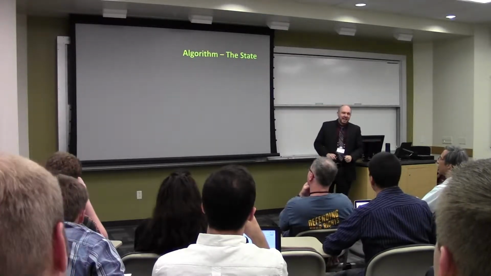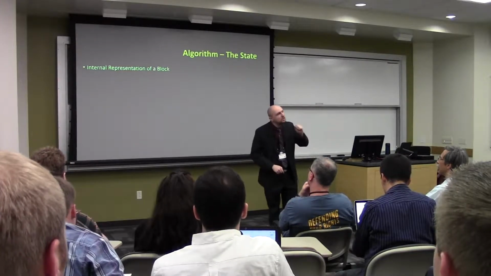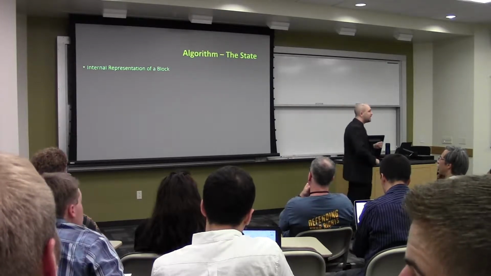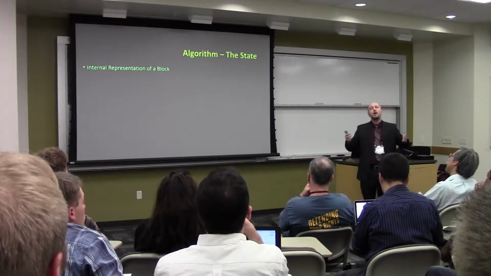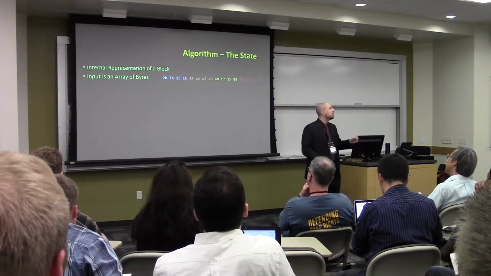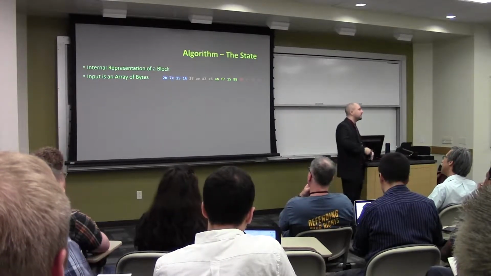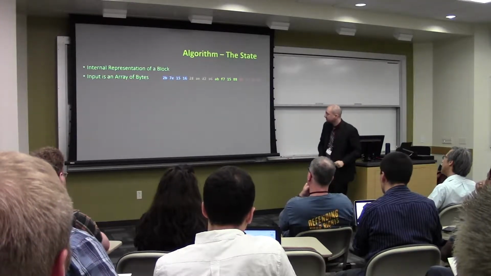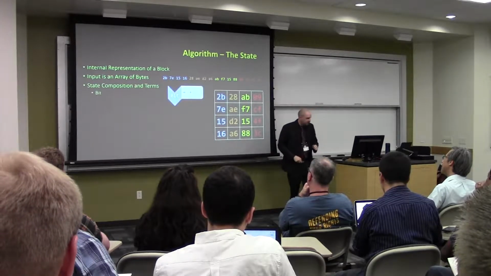Great. The state. The state is where all the operations take place. It's the internal representation of a block. When we say that this is a block-based algorithm, this is the block. The state is where all your operations are performed. Input initially is just an array of bytes. It could be a string, it could be a credit card number, it could be anything. But ultimately, it's little more than a string of bytes. The state is composed of several parts.